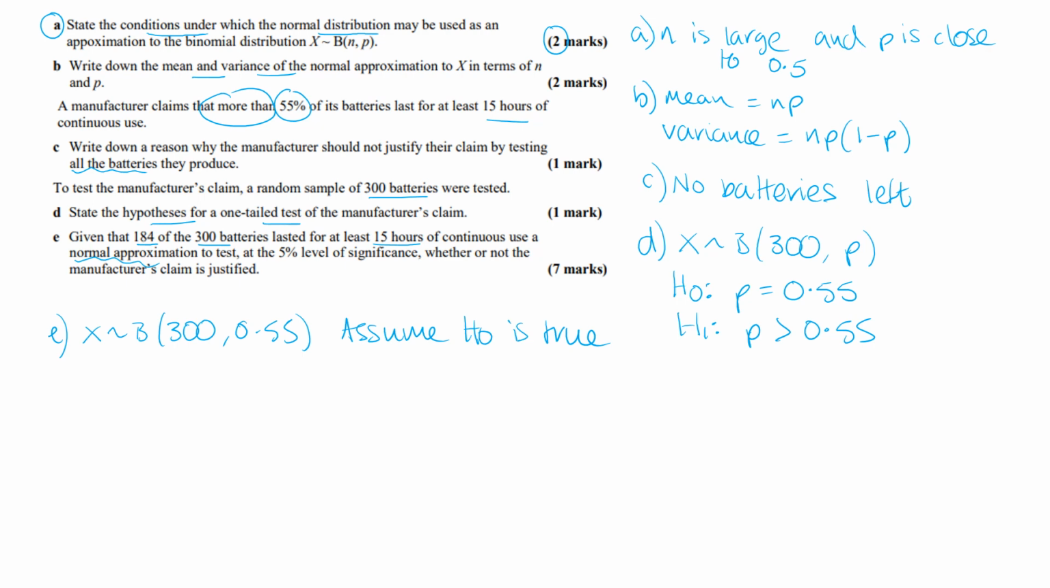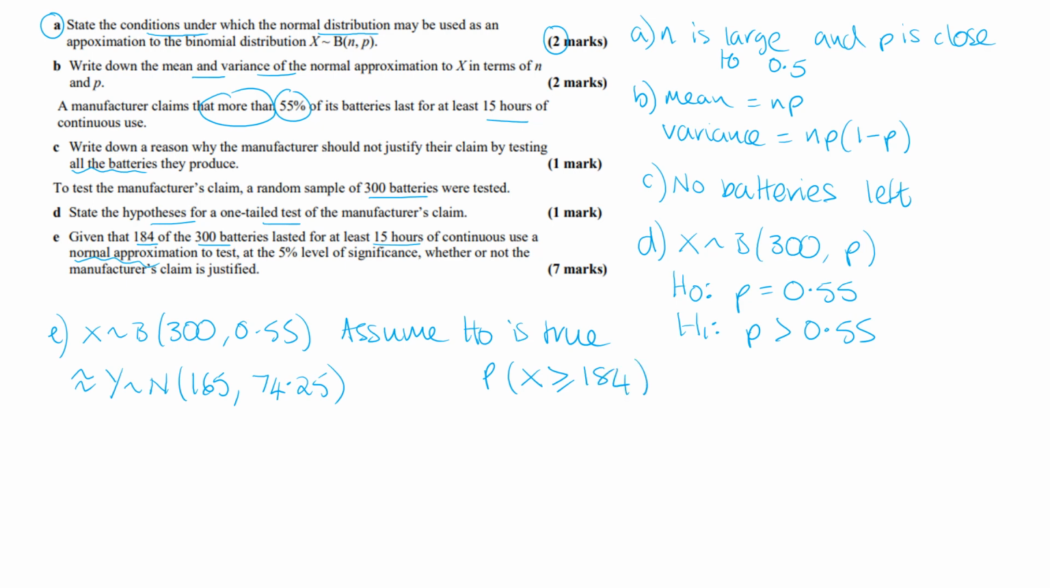Now we need to use a normal approximation. Because we've used X already, in order to do an approximation, you have to introduce another letter. So Y is going to be normally distributed with NP as our mean. So that will be 300 times the 0.55, and that comes out to 165, and then NP(1 - P), so 165 times 0.45 comes out to be 74.25. Now we want to be testing the probability of X being bigger or equal to 184.